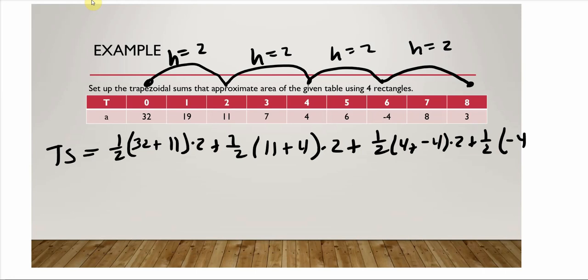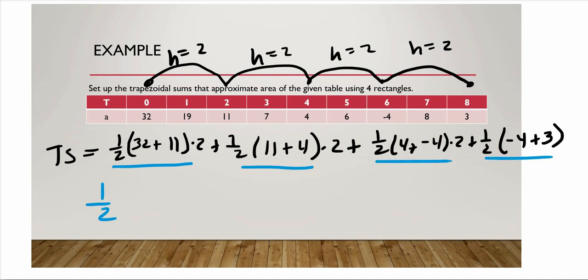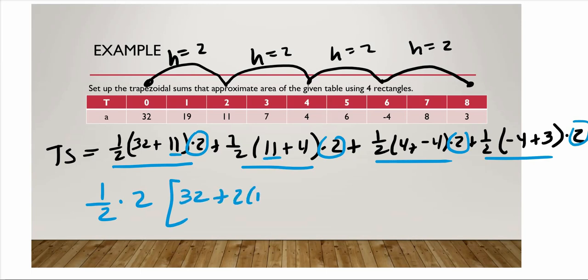times -4 plus 3. Now, from algebra 1 or college algebra, you can look at all of these here and you can say they all have a 1/2 in common. And this guy's a 2, that guy's a 2, that guy's a 2, and that guy, oops, I forgot my 2 at the last one here. So I'm going to multiply this guy by 2. That guy is also a 2, so I can factor the 2 out. 1/2 times 2. Now the 32 is only ones. Now if you notice, I have an 11 and 11, so I'm going to go plus 2 times 11 plus 2 times a 4 plus 2 times a -4 plus 3.